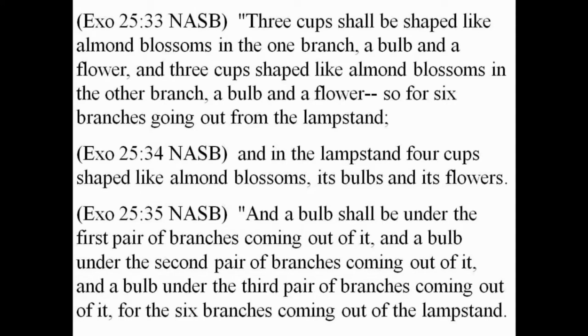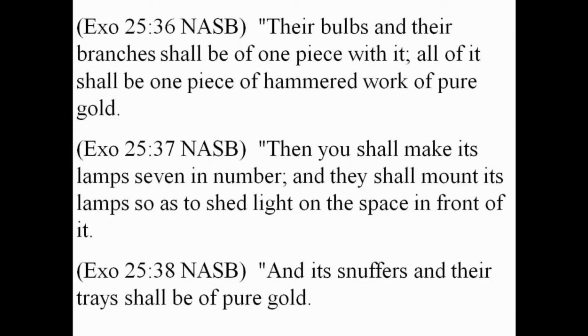So for 6 branches going out from the lampstand. And in the lampstand 4 cups shaped like almond blossoms, its bulbs and its flowers. And a bulb shall be under the first pair of branches coming out of it, and a bulb under the second pair of branches coming out of it, and a bulb under the third pair of branches coming out of it, for the 6 branches coming out of the lampstand. Their bulbs and their branches shall be of one piece with it. All of it shall be one piece of hammered work of pure gold.